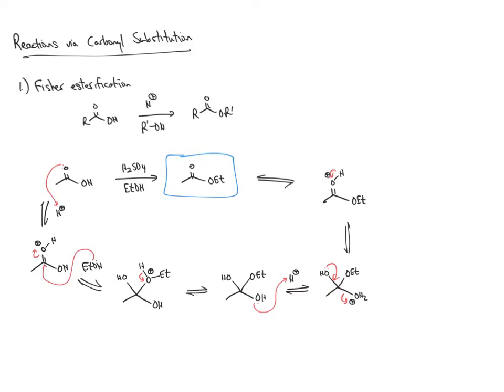Okay, so one modification that we can make of this reaction is that we could do this reaction intramolecularly. So the Fischer esterification is an intermolecular reaction. We have one carboxylic acid reacting with one ethanol. What if we had a carboxylic acid and an alcohol in the same molecule? This is known as a lactone formation reaction. So lactones are simply cyclic esters.